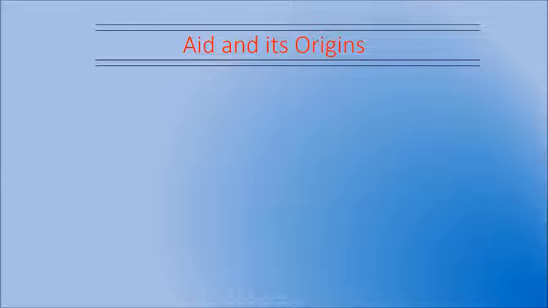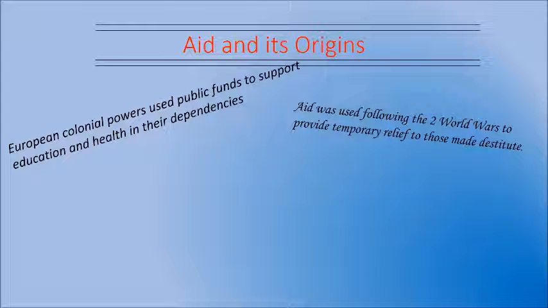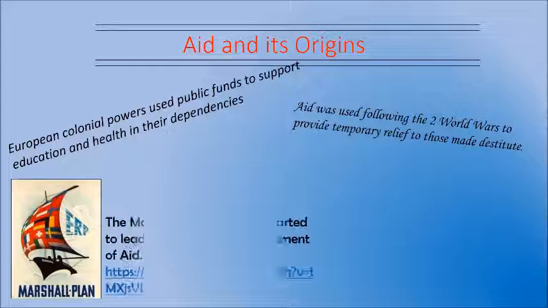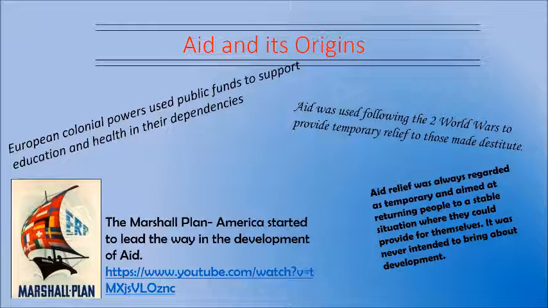So where does aid actually originate from? Well, way back, European colonial powers used funds to support their dependencies in terms of education and health. Aid was also used after both world wars to help countries and their people get back on their feet. The Marshall Plan took aid to a new level. From 1948 to 1951, the USA shipped food, fuel, machinery and money to European countries to help them get back on their feet after World War II. Aid was actually supposed to be a temporary arrangement and was never actually intended about development.